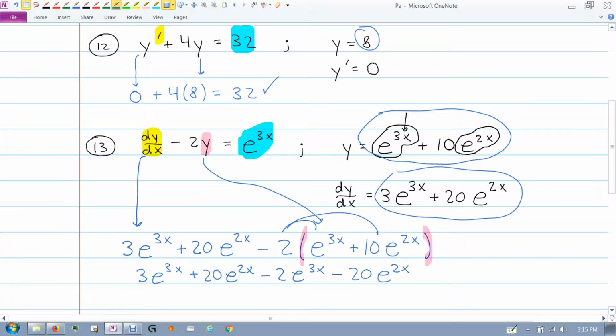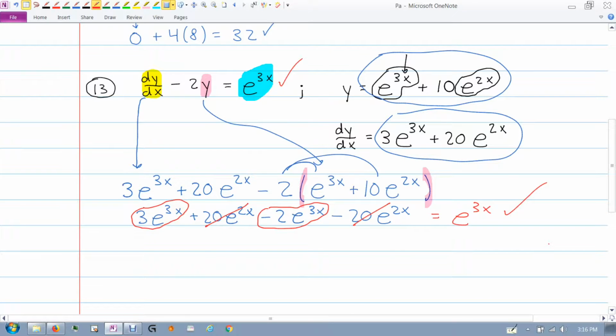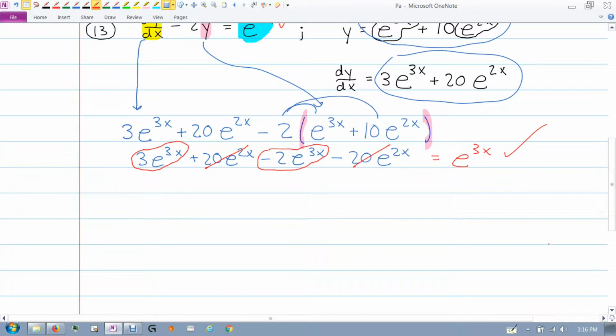And the question is, what does this turn out to be? These terms cancel, and I've got 3 of these and I'm taking away 2 of those, so when I'm done I'm just going to have 1 of them, e^(3x). And that does check off. So it is a solution. All of these should work out. They're asking you here to verify. It's just getting us used to the mechanics of testing these things.